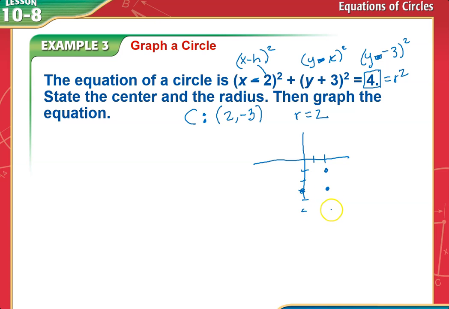It should touch this point, and then over 2, it should touch this point. Drawing the circle is not always easy, so kind of just draw like this. And there's my circle. Okay, so let's see what they've got as the solution.